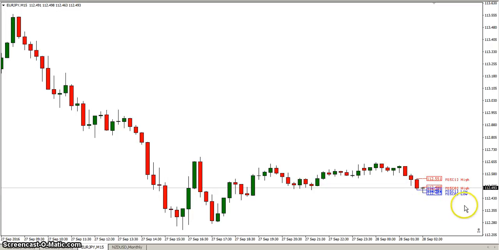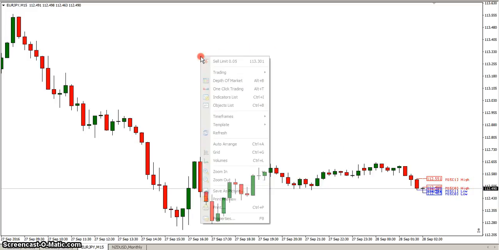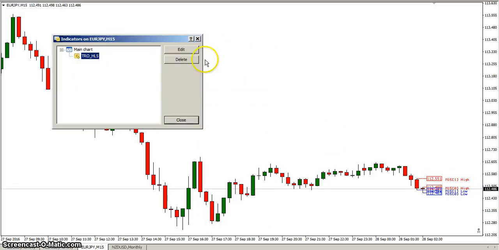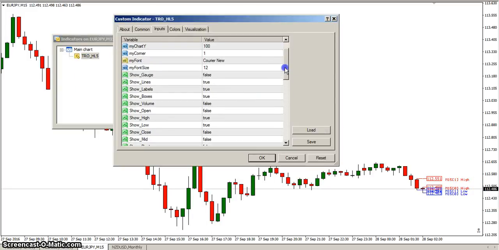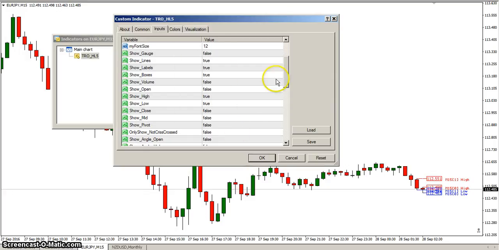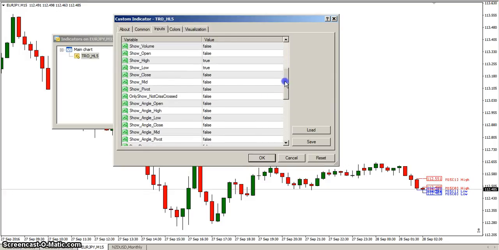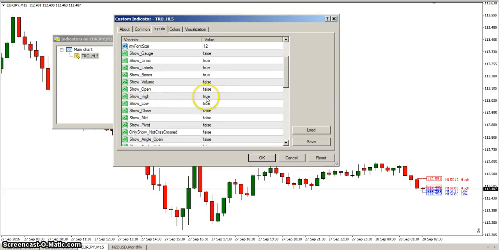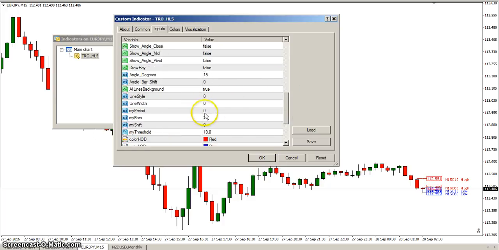Okay, what does it do? First off, it'll plot the high and the low. If we look at the inputs, you can see the default inputs are show the high and show the low. And it will show it for whatever time period you want. If you specify 0, it'll show it for the chart period.